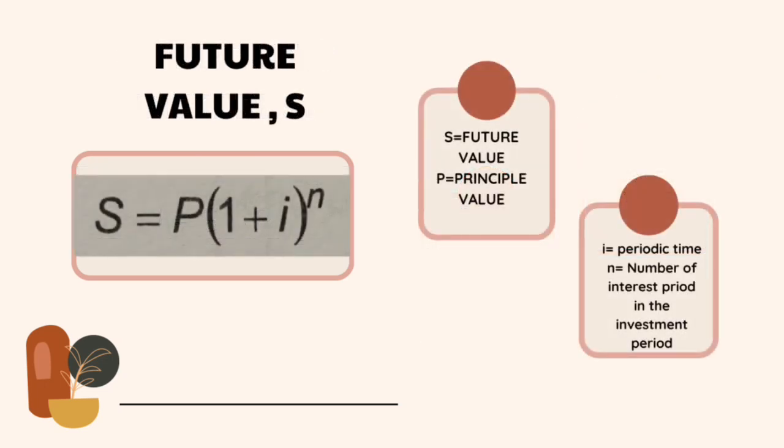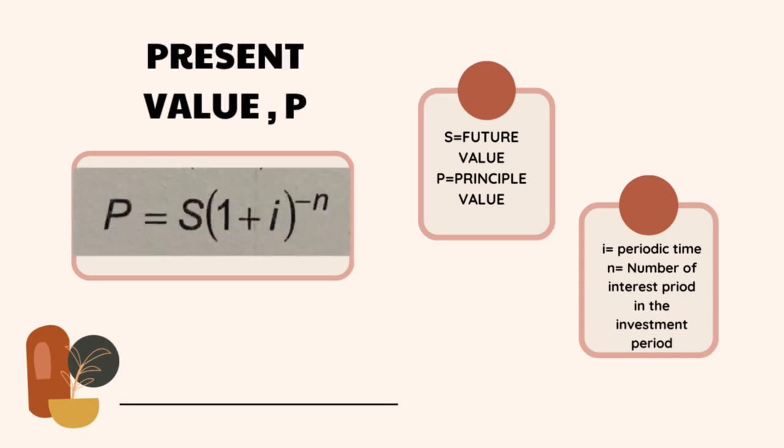For the future value, the formula is S equals to P, open bracket, 1 plus I, close bracket, powered by N. S is future value, P is principal value, I is periodic rate, N is number of interest periods in the investment period. For present value, P equals to S, open bracket, 1 plus I, close bracket, powered by negative N, where S is future value, P is principal value, I is periodic rate, N is number of interest periods in the investment period.